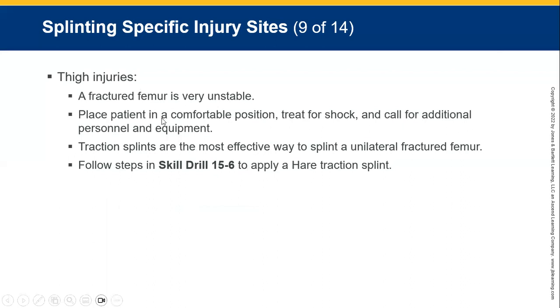Thigh injury. A fracture of the femur is very unstable. Place the patient in the position most comfortable for them, treat for shock, and call for additional personnel to help. Traction splints would be an effective way to splint a unilateral fractured femur. Please be careful. As I said to you before, we don't really want to put traction onto anybody that hasn't had any medication, things like that.